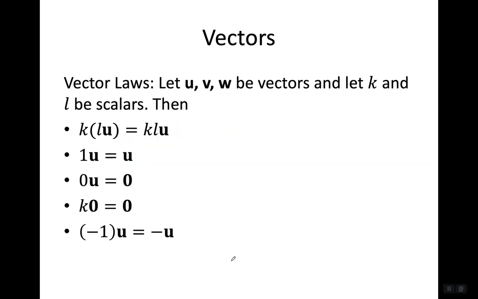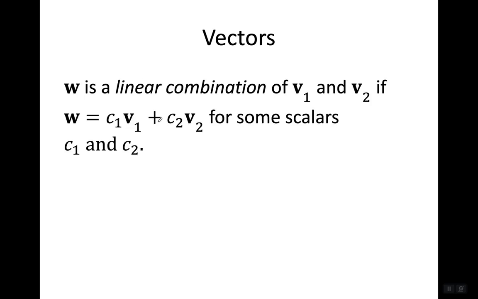Oh, and we have some more vector laws. So k times (lu) is (kl)u. It's like associativity of multiplication. The scalar 1 times u is u. Scalar 0 times u is the 0 vector. k times the 0 vector is the 0 vector. And the scalar negative 1 times u is the opposite of u.